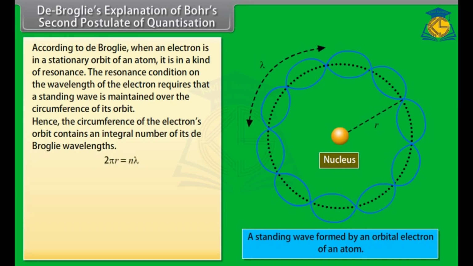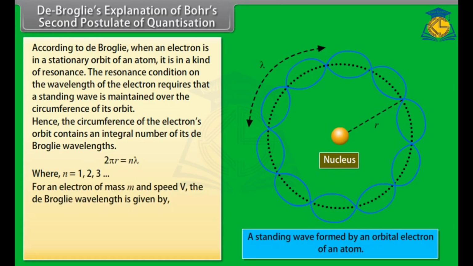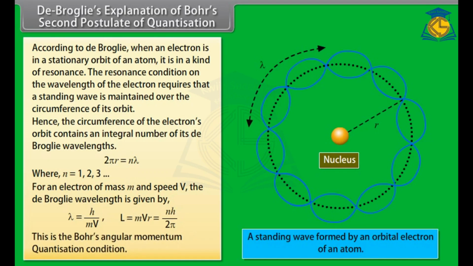2 pi r equals n lambda, where n is equal to 1, 2, 3, and so on. For an electron of mass m and speed v, the de Broglie wavelength is given by h upon mv. This may be written as mvr equals nh upon 2 pi. This is Bohr's angular momentum quantization condition.